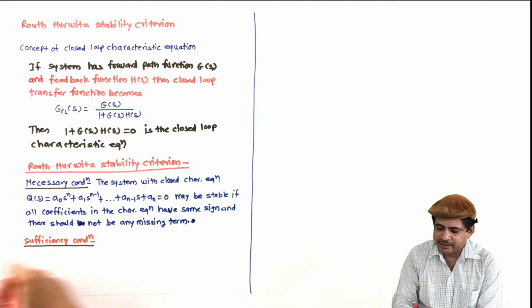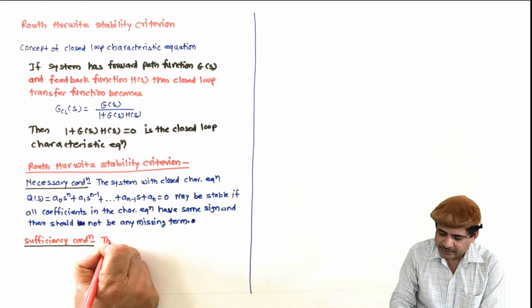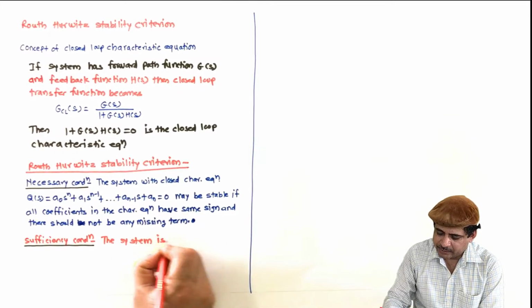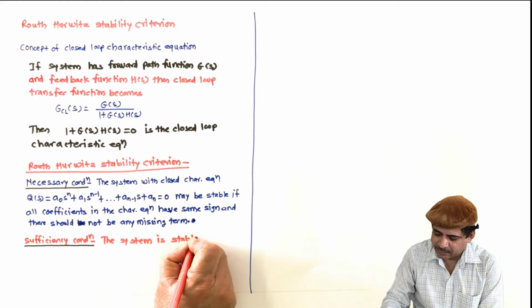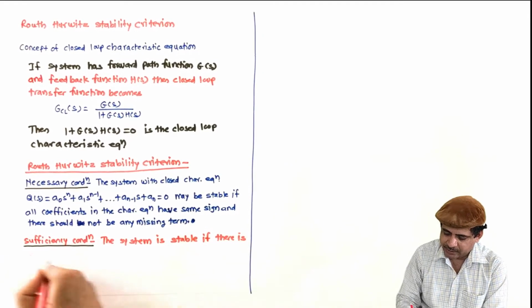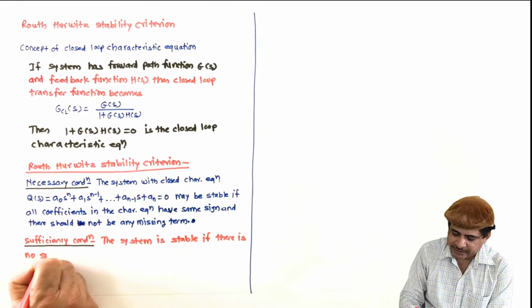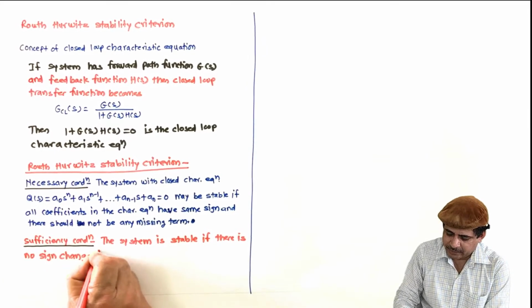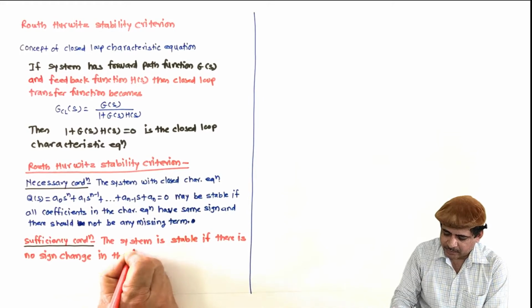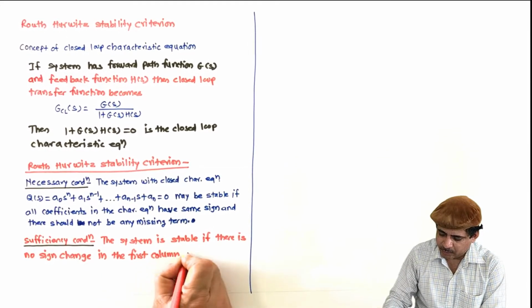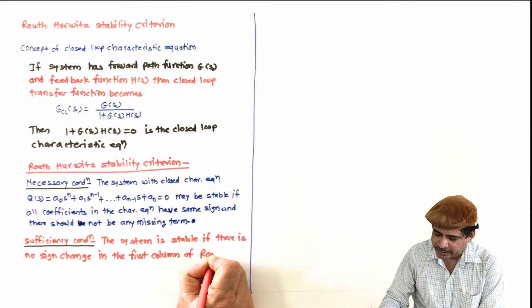So, the sufficiency condition is that the system is stable if there is no sign change in the first column of the Routh array.